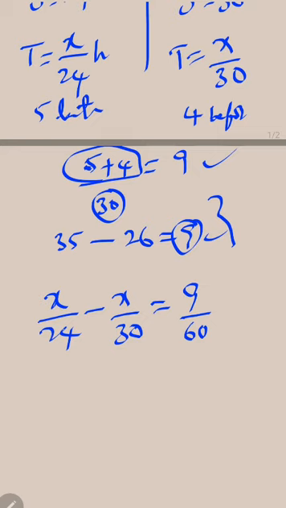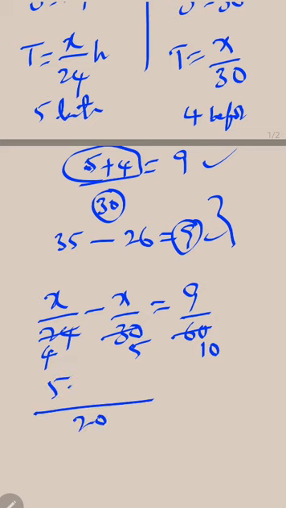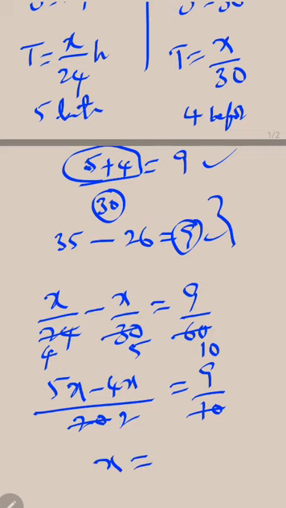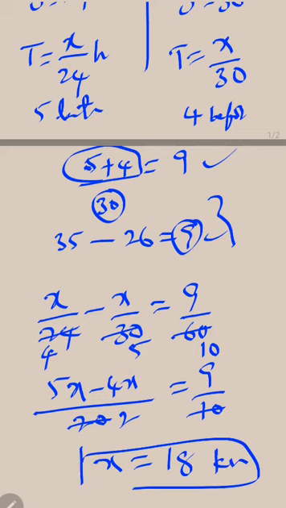After this equation, again the same simplification. For simplification, I'll take the 6 table: 6 fours are, 6 fives are, 6 tens are. Now take the LCM, that is 20: 5x minus 4x equals 9 by 10. And here we can cancel: 10 ones are, 10 twos are. So x is equal to 2 nines are 18 kilometers. In this way we are going to solve these kinds of problems.